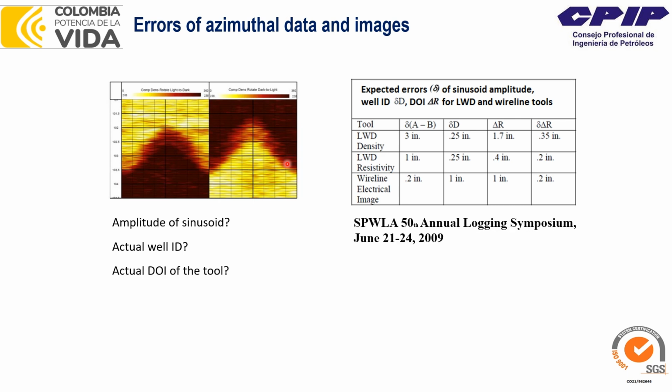And of course, the difficult question, the actual depth of investigation. So we have a table, and we know for each type of image, for the density image, it's 1 inch depth of investigation. For the resistivity image, depending on the sensor you have, it can vary from 1 to a few inches as well. So we have this data, but in a real environment, it has some variations, and it also affects the accuracy of your calculated dip. So for more details, you can refer to this paper.